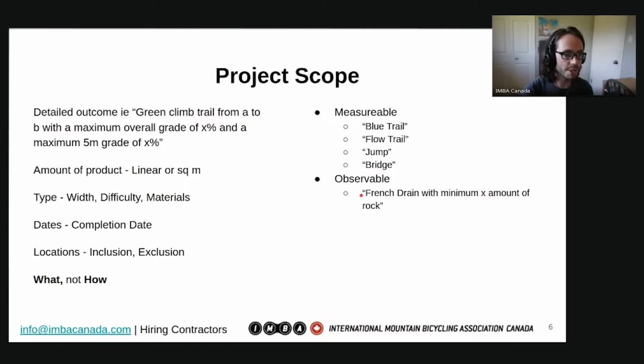If you want to specify a French drain with a minimum X amount of rock, well, how are you going to know unless you watch that contractor put the rock in the ground? You're not going to dig it out to measure. So the measure, and this again is arbitrary, I've never heard of anyone specifying that, but maybe a depth would be a better measure. But you do need to be able to observe and measure that outcome.